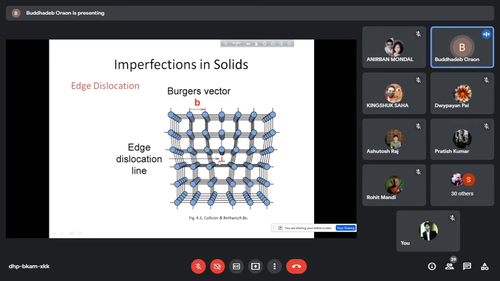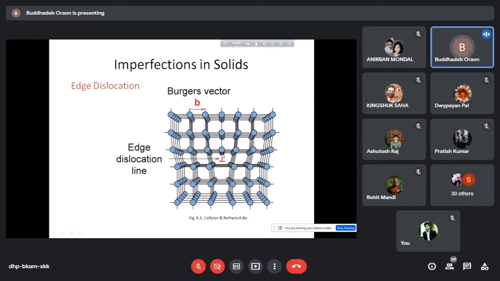When this type of defect is there, we call it edge dislocation, because, as per the criteria, when an extra half plane is inserted, then it is edge dislocation. And another thing, you see the Burgers vector, which has been denoted by b here. This Burgers vector direction has been given. How to determine this Burgers vector, that also we will see. For the time being, just see how this has become the Burgers vector.